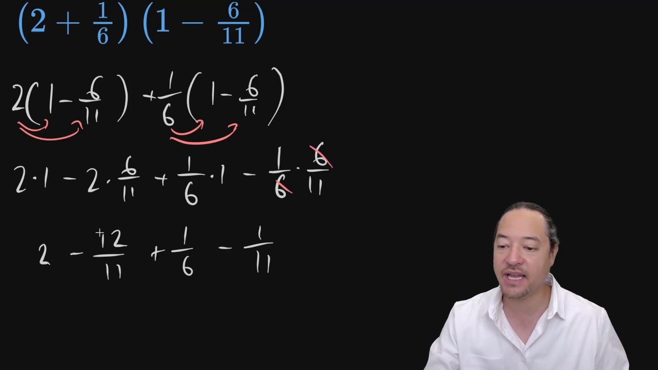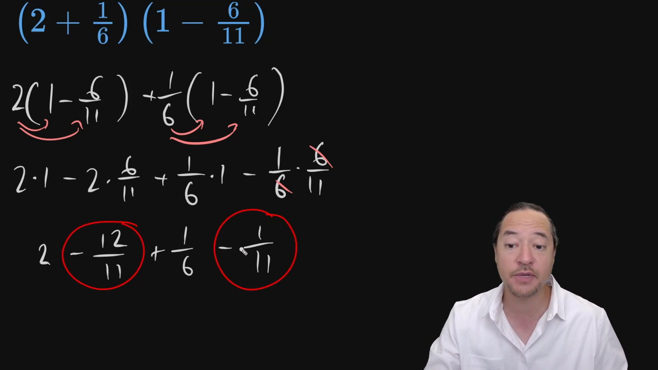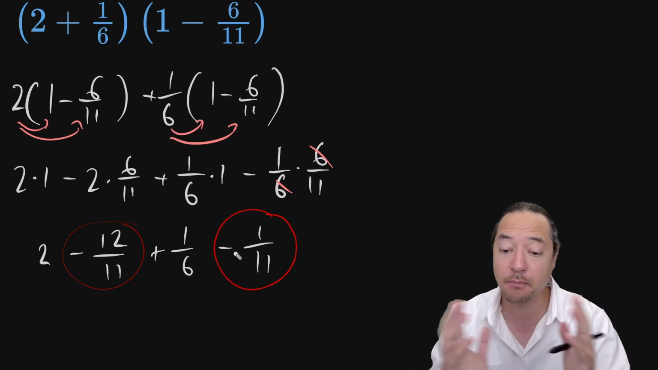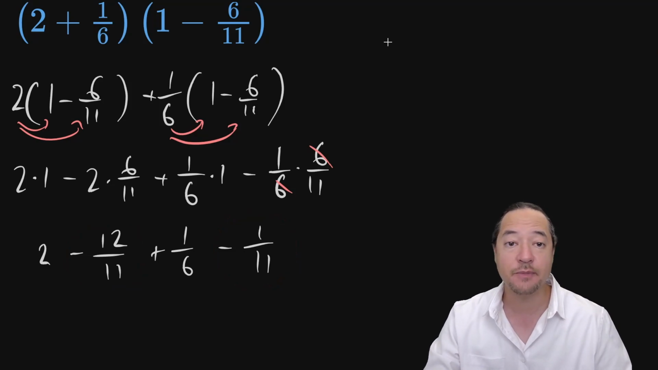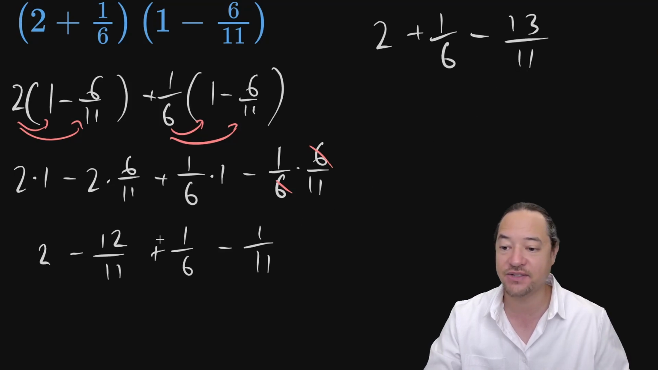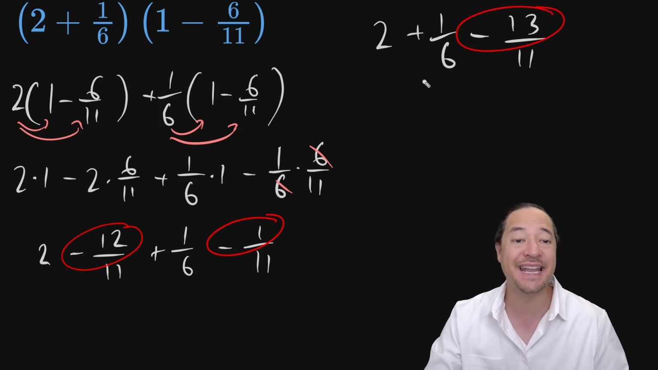Just like that, okay? And notice that these two terms already share a common denominator. So if I want to, I can just combine them right now. So let me do that. Let me rewrite this as 2 plus 1/6 minus 13/11, right? So it's just negative 12 minus 1 is going to be my negative 13.